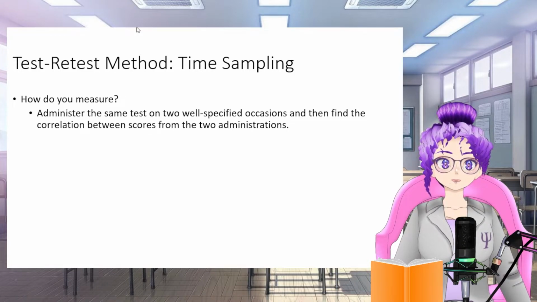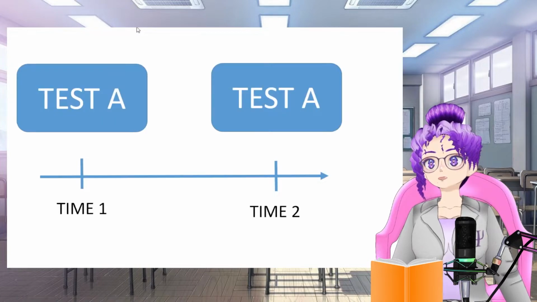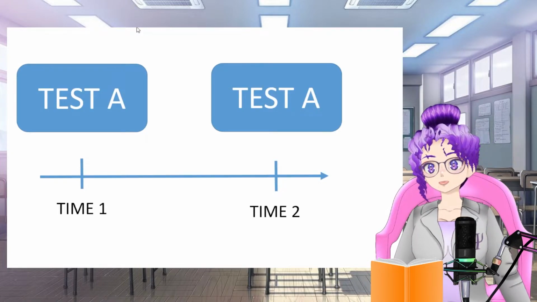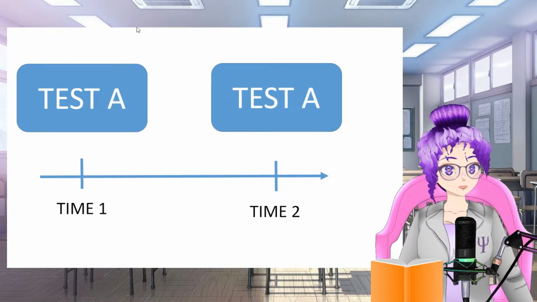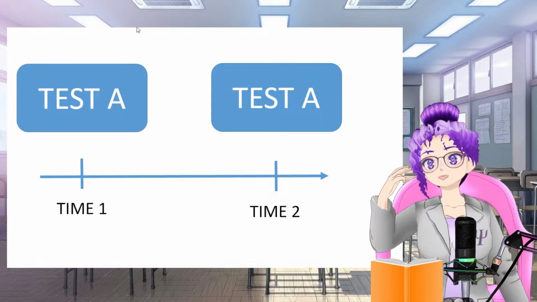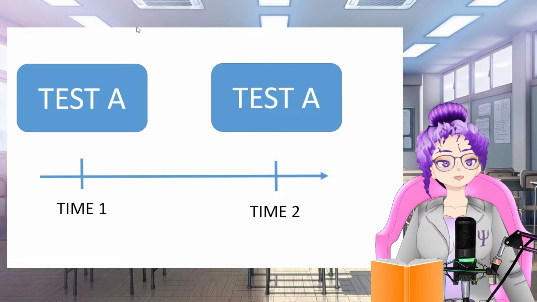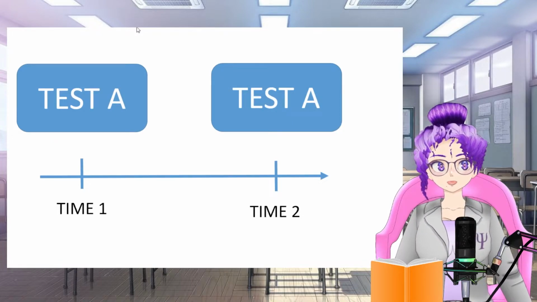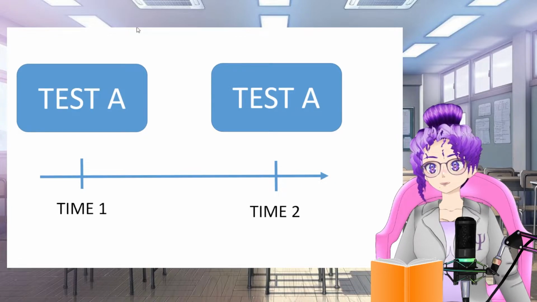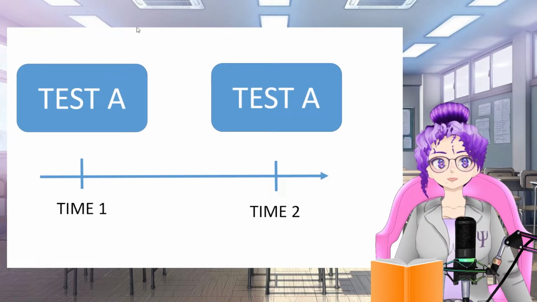So that's the test-retest method. This is an illustration. Like I said, we give the same test at time 1. Usually the best interval of time is 6 months, especially for traits. And then we administer the same test again at a different time. Then we calculate the correlation between the two test results. So that's test-retest, or time sampling.